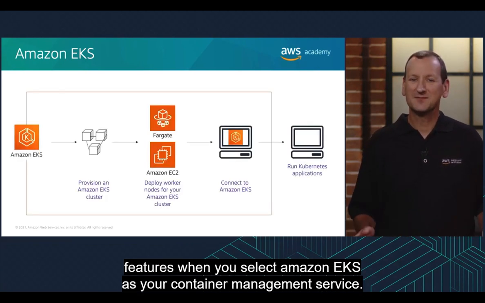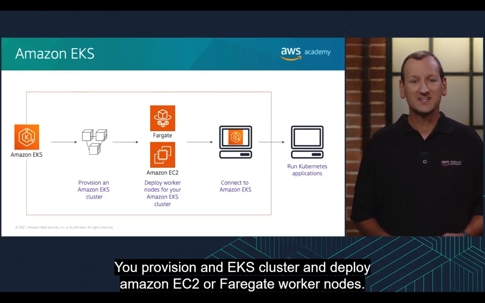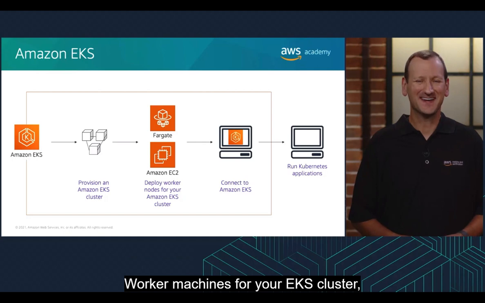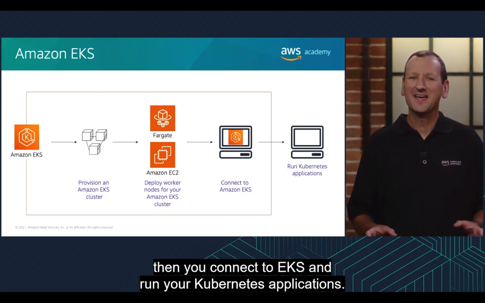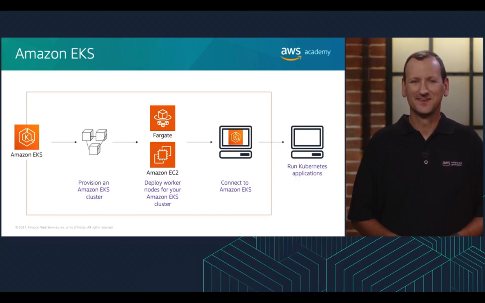When you select Amazon EKS as your container management service, you provision an EKS cluster and deploy Amazon EC2 or Fargate worker nodes, worker machines, for your EKS cluster. Then you connect to EKS and run your Kubernetes applications.